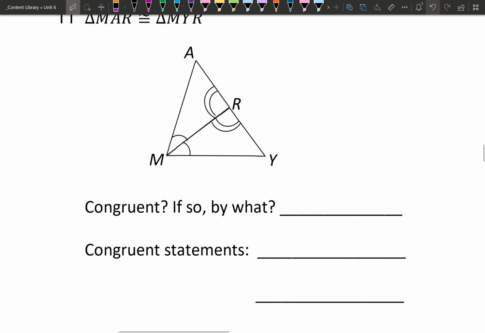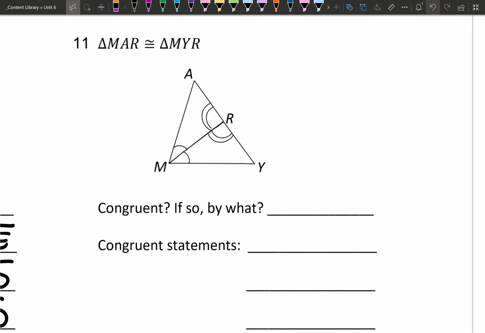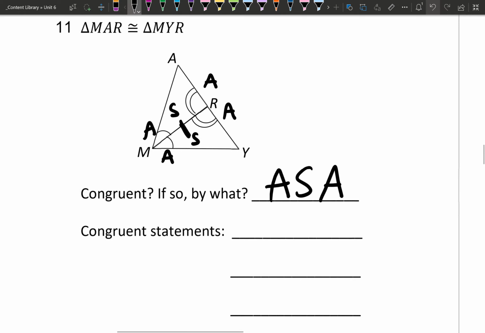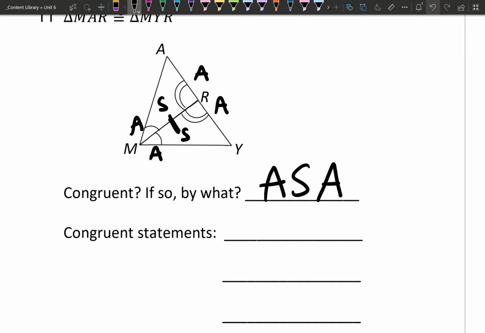Number 11. Let's see if these are congruent. Let's see what they both have. Well, they both have two angles that are labeled. Is there anything else that I could label? There is. That side in the middle that they both share. They're connected by it. So, these two triangles are congruent by angle side angle. Let's write down the congruencies. Let's start with that one arch angle.